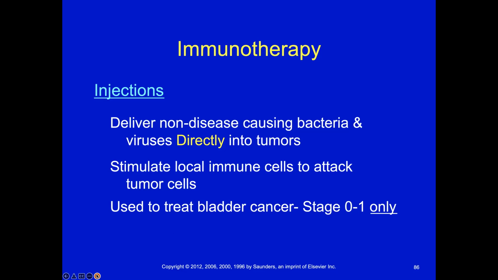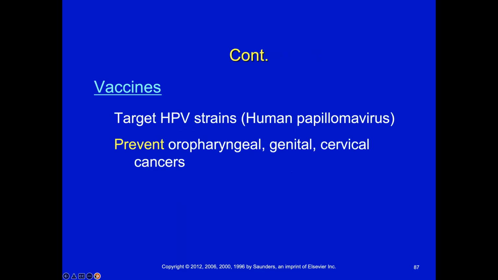So perhaps the oldest type of therapy that's been around has been achieved through injections. And here the tumor is directly injected with non-disease causing bacteria and viruses. So this will stimulate a local inflammatory response. So you get a variety of immune cells that are drawn to the injected tumor, and they are able to recognize it and then kill the tumor cells. So this is a treatment that's used for bladder cancer, but it has to be very early cancer. So we're looking at stage 0 to 1. Anything beyond that, the treatment has not been found to be effective.